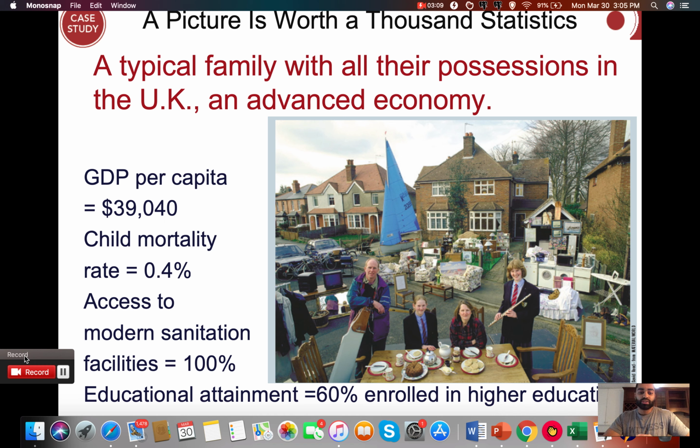And then educational attainment is 60% in higher education. This is basically saying 60% of the population is enrolled in higher education, which is really good. You want a higher number. This means your workforce is going to be much more advanced. They have more skills and so forth. When you think of a first world country, this is a perfect example: higher GDP per capita, lower mortality rate, better sanitation facilities, and also higher education attainment. So it's cleaner, safer, and more educated.